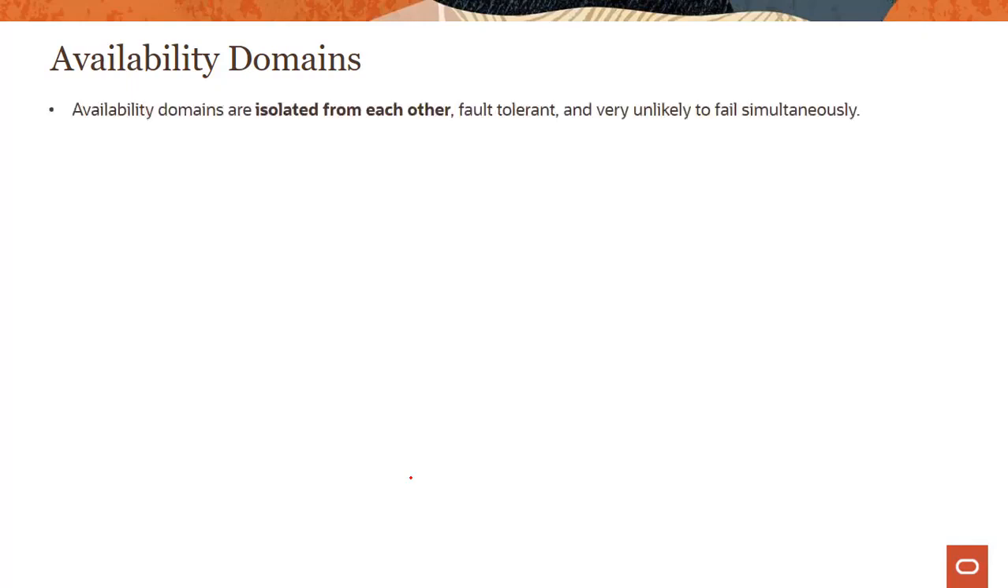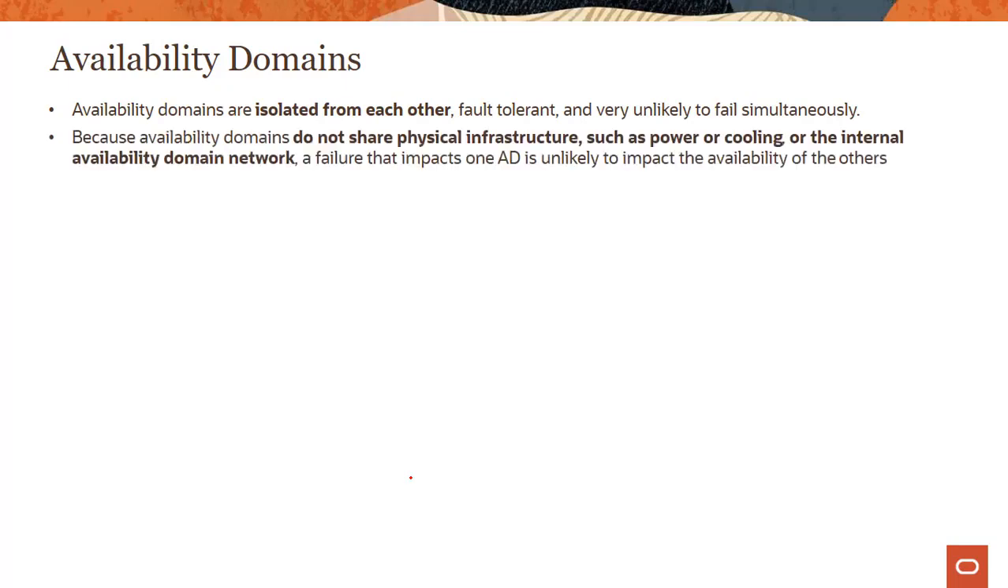So now let's talk about availability domains. Availability domains, as we talked about a few slides back, are data centers completely isolated from each other, fault tolerant, and very unlikely to fail simultaneously. So what happens in ADs, they don't share physical infrastructure such as power and cooling. They don't share internal network. So a failure in an AD is unlikely to impact the availability of the other.